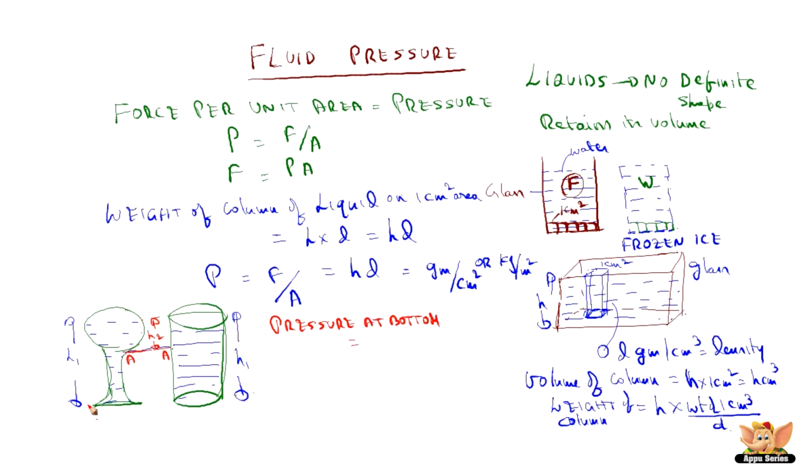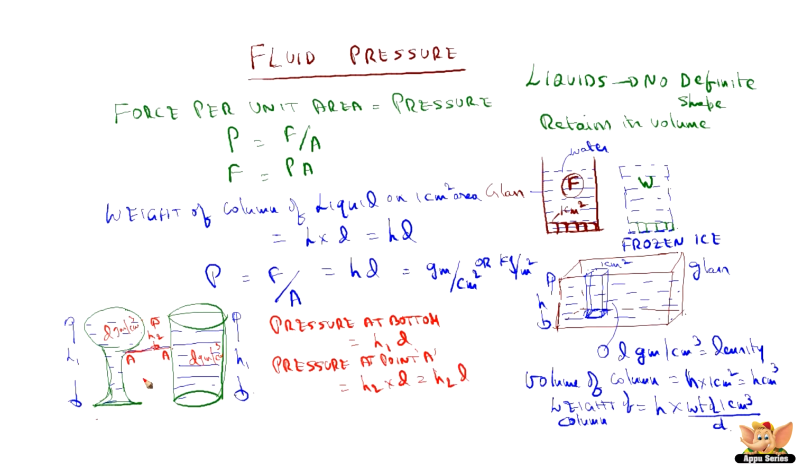at the bottom of these containers the pressure is, height is H1 and D is the density, because we are filling it up with the same, let's say, grams per centimeter cube, same liquid in both the containers. So the pressure is H1 into D, that is the pressure at the bottom. And pressure at A, the point A, becomes, the height is H2 into D, which is H2D.